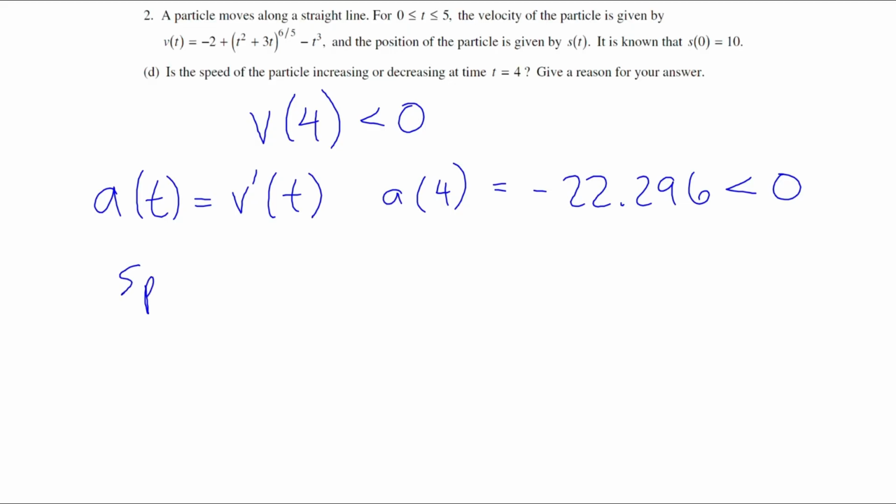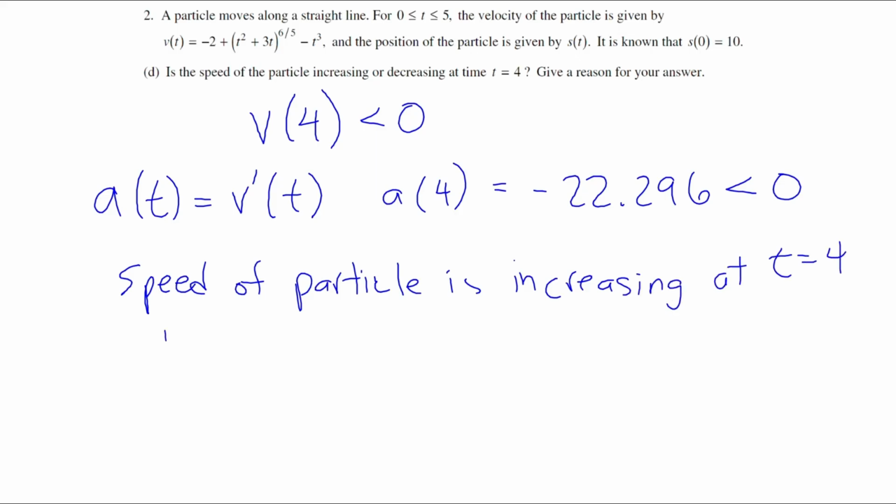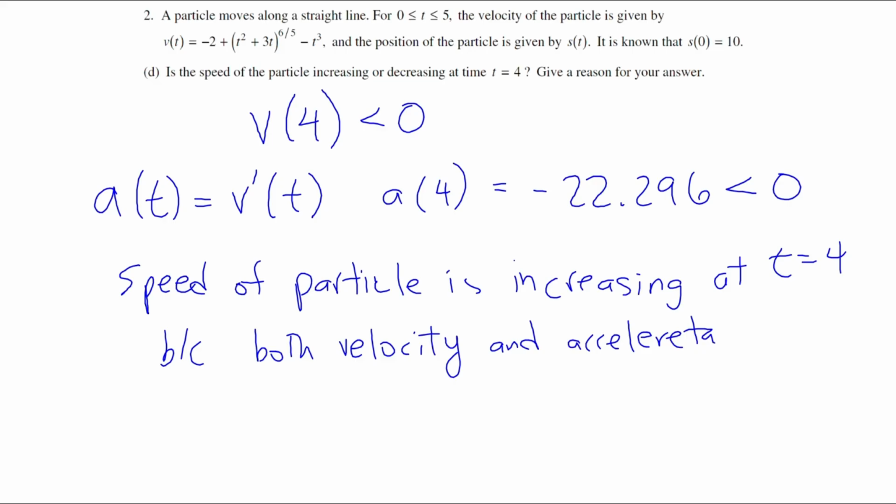So we can say that the speed of the particle is increasing at t equals 4 because both velocity and acceleration have the same sign at that time.